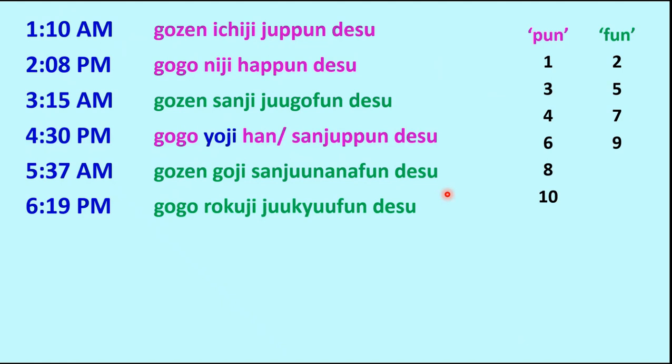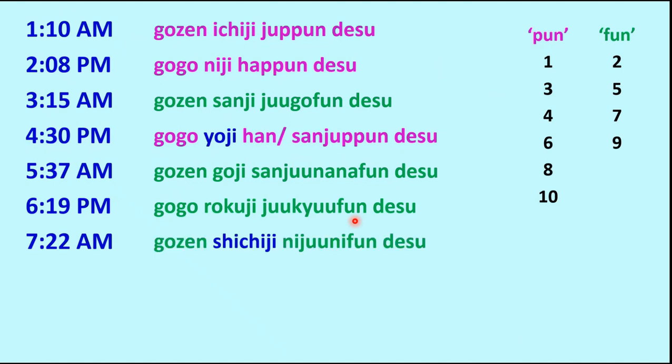Once again, I am telling this: fun, it is not fun, nor is it hun. It is something between fun and hun, which is hun. 7:22 a.m. Gozen Shichiji Nijuni Hun desu. Here Shichiji is an exception because we do not use Nanaji here. So Gozen Shichiji, that is 7 o'clock, and 22 minutes is Nijuni Hun. Gozen Shichiji Nijuni Hun desu.